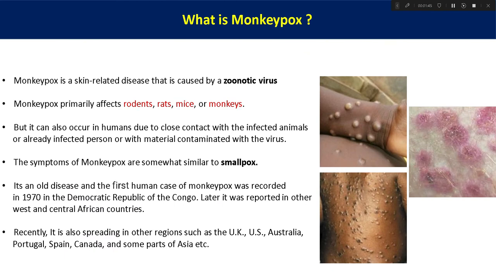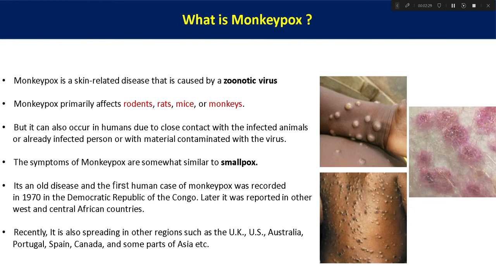So monkeypox is basically a skin-related disease, and it is caused by a zoonotic virus. It is a type of virus which is spread from animals to animals or animals to humans. Okay, and monkeypox basically primarily affects rodents, rats, mice, or monkeys. But it can also occur in humans due to close contact with infected animals or an already infected person or with any material which is already contaminated with the virus.